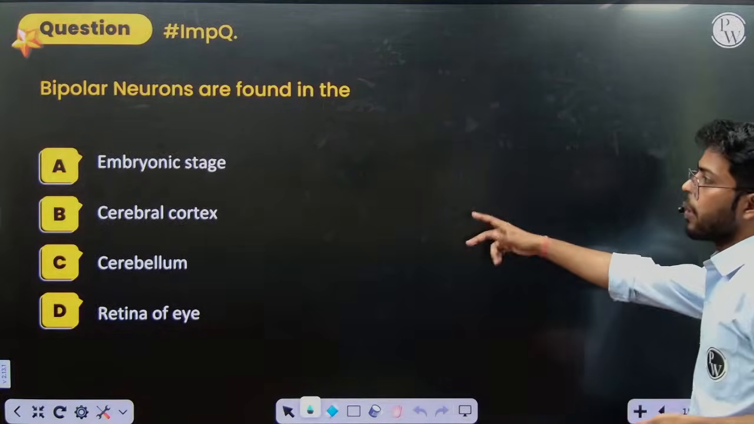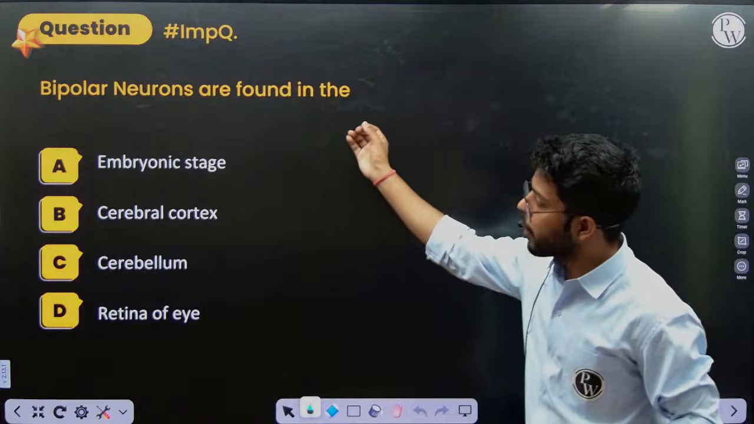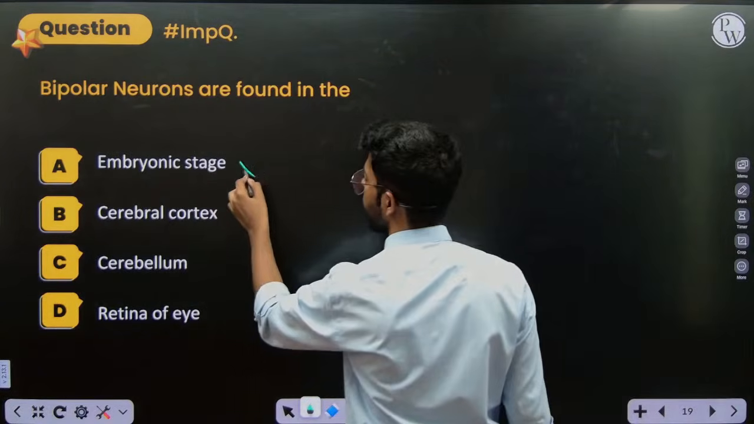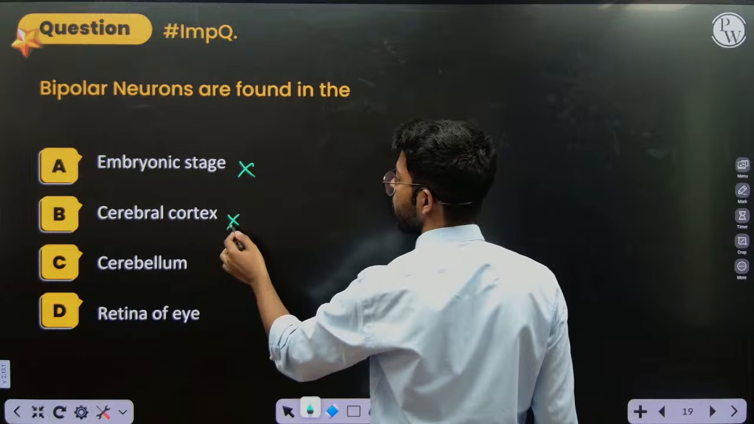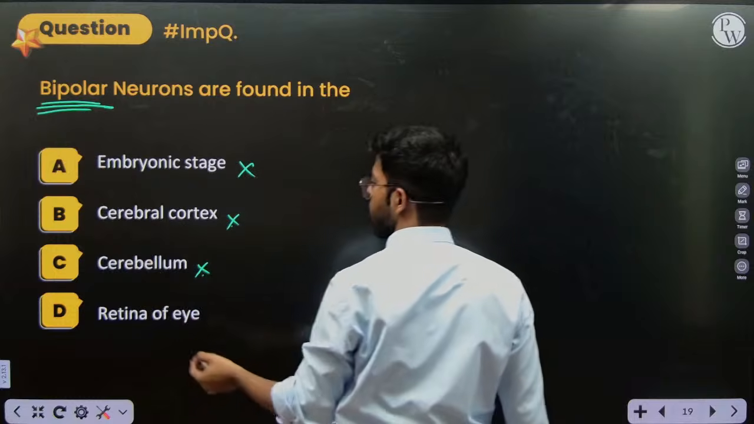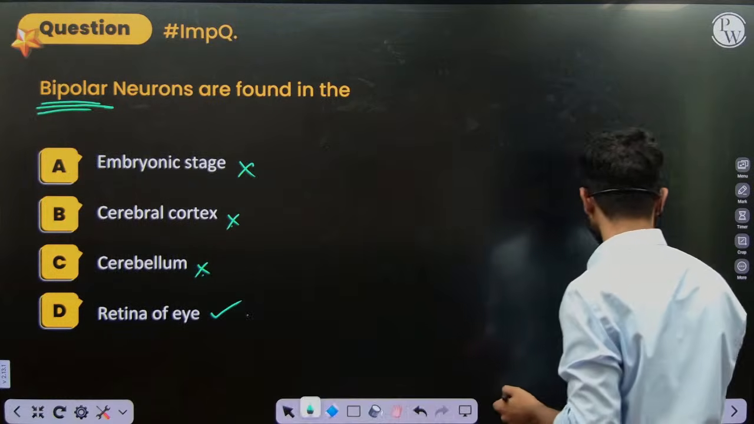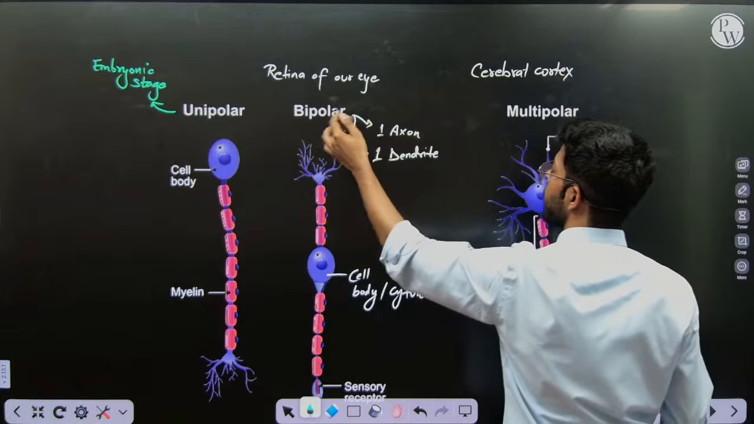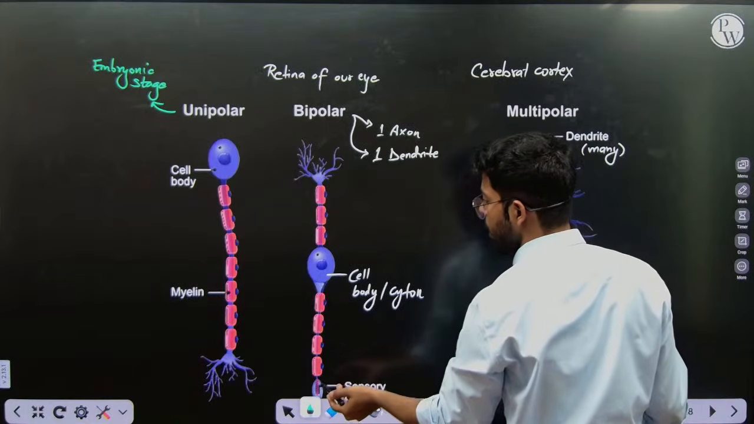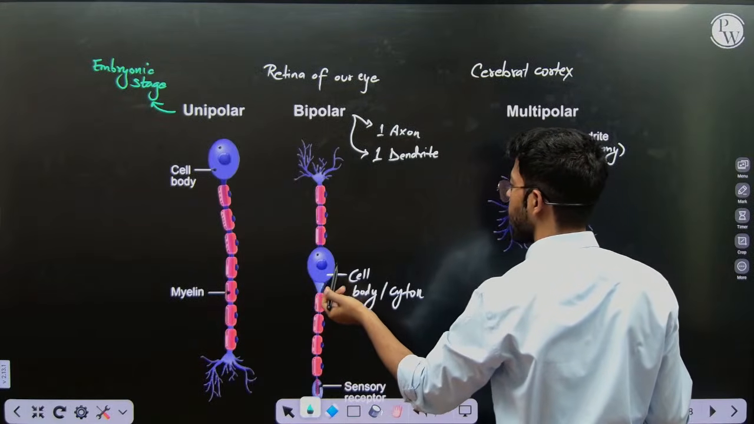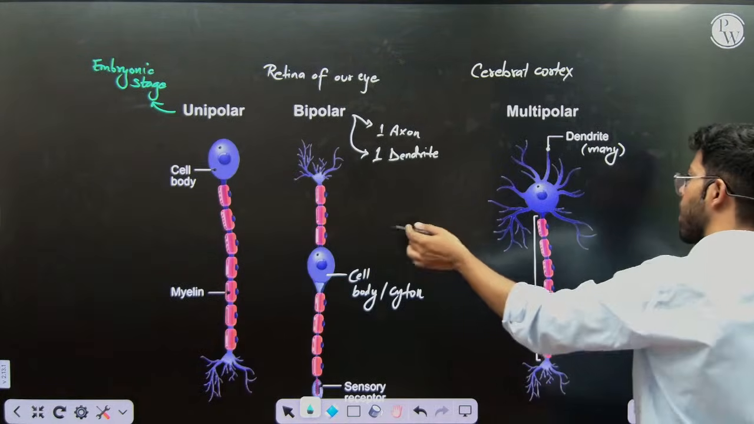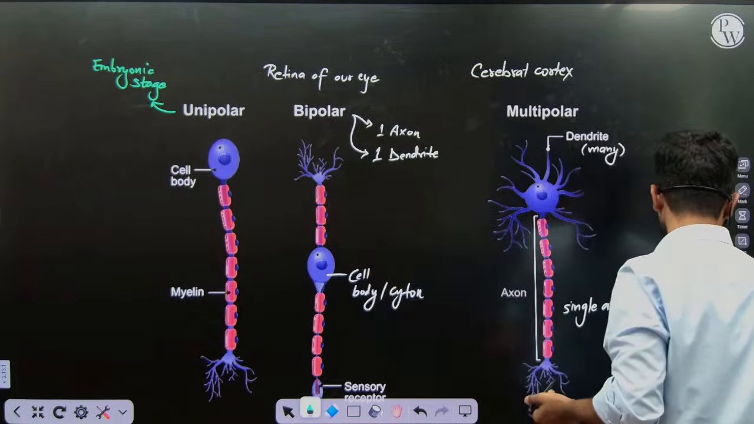Now, question related to the previous slide. Bipolar neurons are found in the embryonic stage. No, this is not the answer. Cerebral cortex? No. Cerebellum? No. Bipolar? So this is the right answer as we have discussed earlier. In bipolar, the example is the retina of our eye. This can sense the light and receive and send it to the cell body, and then it will pass to other axons. It will pass to other dendrites or other neurons.